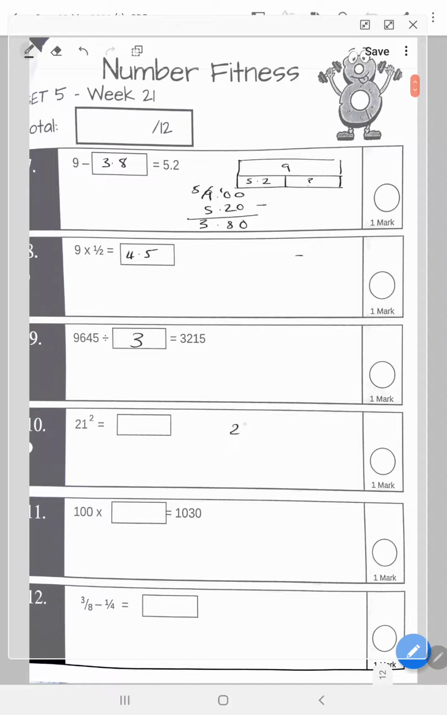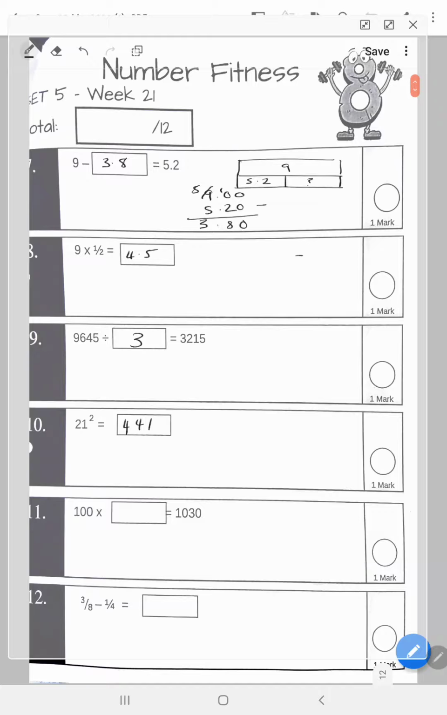21 squared. Well, you could do 21 times 21, which gives you 441.